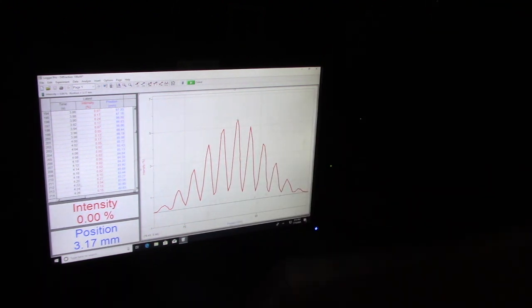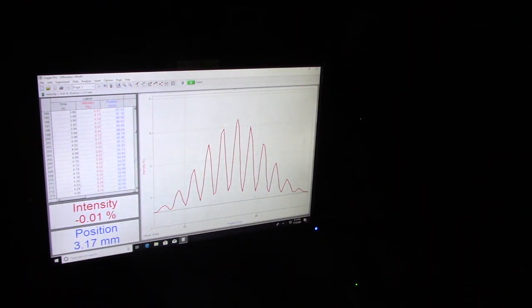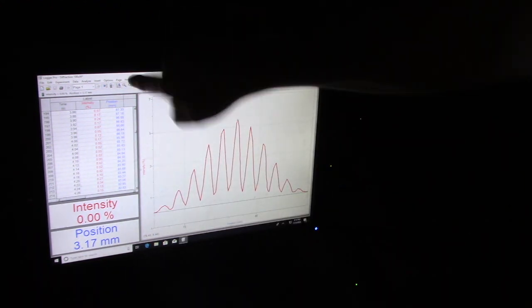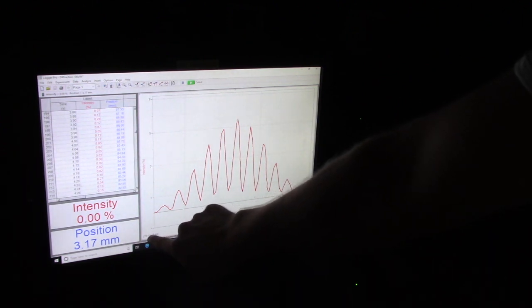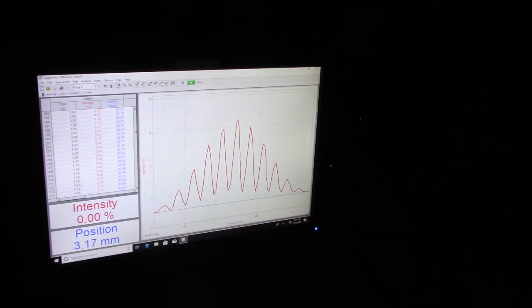So what you're seeing here is a graph of intensity versus position. Intensity is shown on the vertical axis right here. That's what the sensor is picking up as the light intensity. And the position of the sensor is shown on the horizontal axis right here. And you can clearly see the interference pattern where we have alternating regions of high and low intensity.